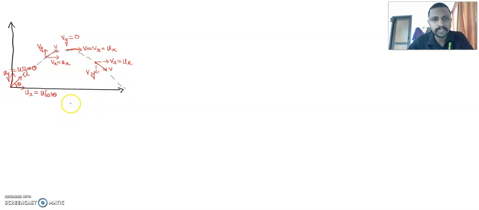Therefore, if someone is asking you which component of velocity of the projectile will not change throughout the journey of the projectile, it is the horizontal component. Throughout the journey of the projectile, the horizontal component of velocity will not change. The vertical component of velocity will change, and the value of the vertical component of velocity at the highest point is 0. All these things we have understood from this diagram.